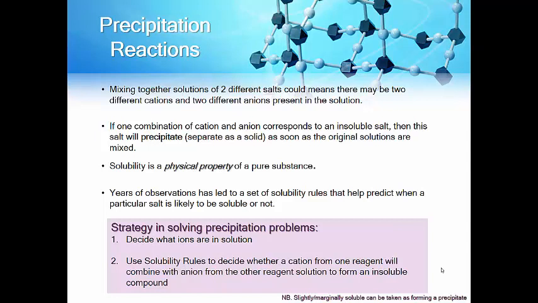These solubility rules have been adapted over years of observations, and the strategy for solving these problems is, firstly you decide which ions will be in solutions, you cross over, see what combinations you can get, and then you look up your solubility chart and you see, okay, now this is a possible combination, will that be soluble? Won't it be soluble?